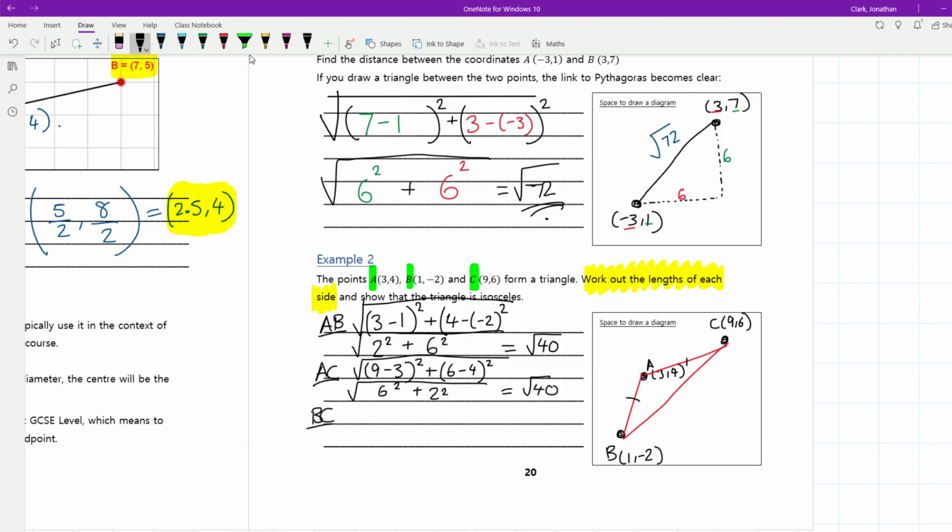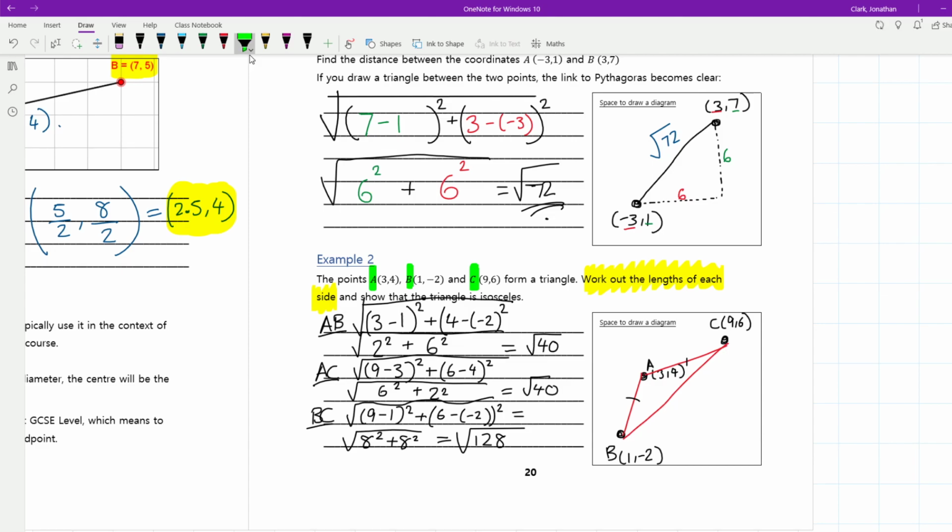Awesome. So because it's an isosceles triangle, I just need to show that BC is a different length, something other than root 40. Of course, if it was the same, it would be an equilateral triangle. It doesn't look like it is. So for BC, that's the worst square root I've ever seen. I'm keeping it in. For the x's, 9 and 1. And for the y's, it's going to be 6 and minus 2. I can see this is going to be different. So I'm going to get 8 and 8. And 64 and 64 is root 128.